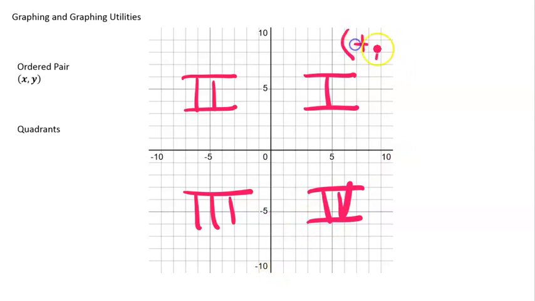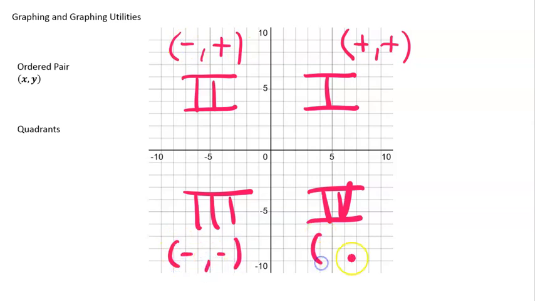So x is positive, y is positive. Here x is negative, y is positive. Down here they're both negative values, and over here x is positive and y is negative. Now in this particular course, Pre-Calculus Algebra, we don't spend a great deal of time using our knowledge of quadrants and the name of the quadrants, but you certainly need to know how to graph.